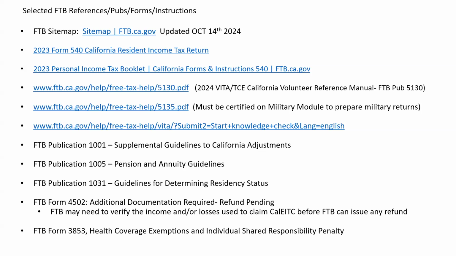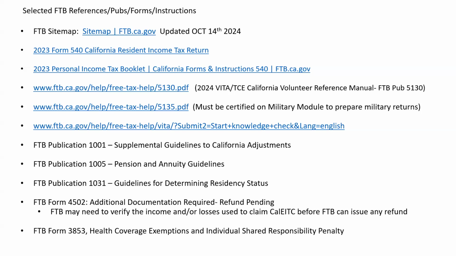And then every once in a while, you've got to dig into what is called the FTB publication 1005, talking about pensions and annuities. You may have use of that from time to time. Residency status is usually not an issue in VITA, because at St. Killian, just like at my site, we're going to prepare returns for California residents. We do not prepare part year returns. We do not prepare returns for non-California residents, just California residents. So that's typically not an issue.